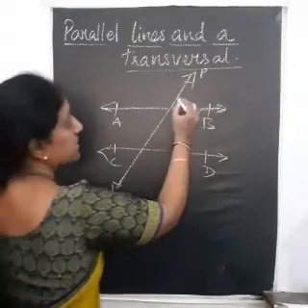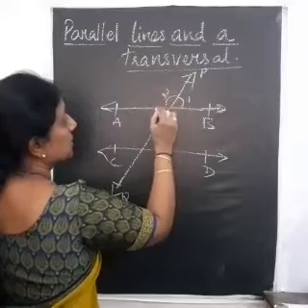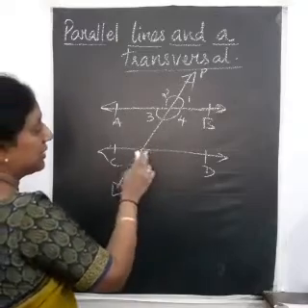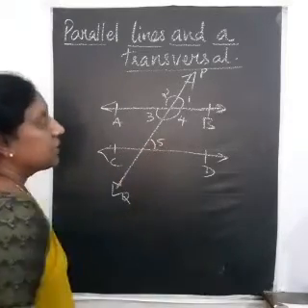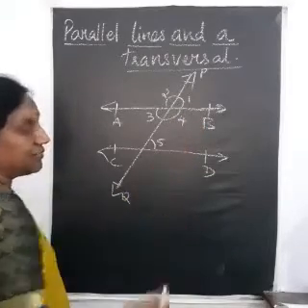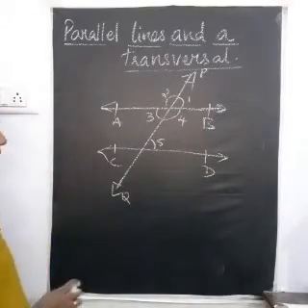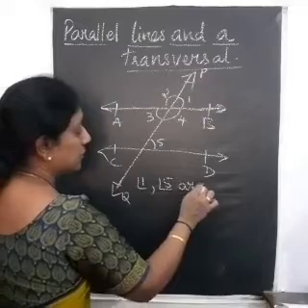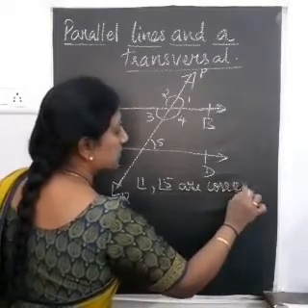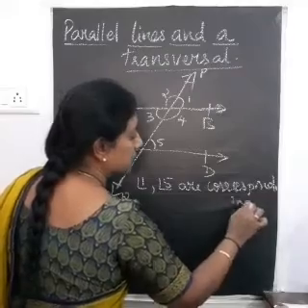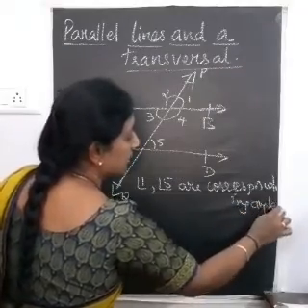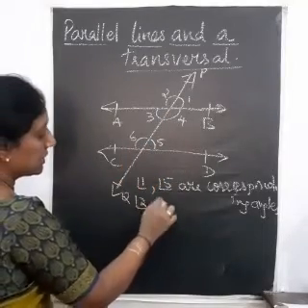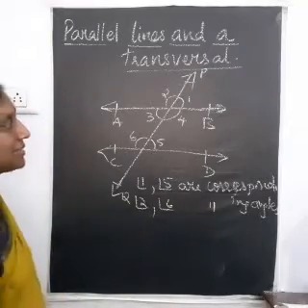Okay, now let us name this angle 1, this as 2, 3 and 4. Now in this line also we have another set of angles. Say this is 5. Now this 1 and 5 are known as corresponding angles. So angle 1 and angle 5 are corresponding angles. Same way, this angle 2 and 6 are also corresponding angles.